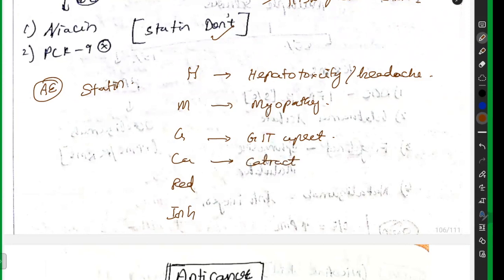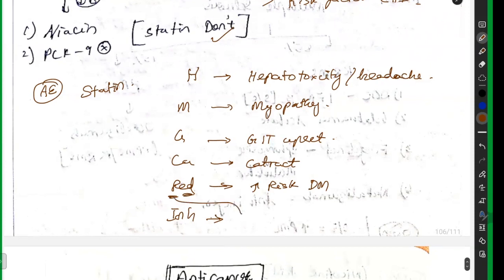And what is red? R stands for increased risk of, D stands for diabetes mellitus. So there's an increased risk of diabetes mellitus. And what is inhibitor? It is also going to cause breakdown of your muscles, so it is going to lead to rhabdomyolysis. These are going to be the important side effects of your statin. With this, we are completing hypolipidemic drugs.